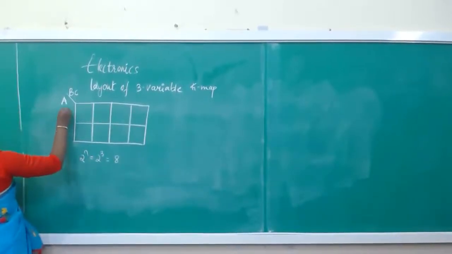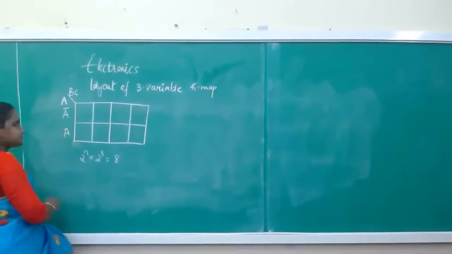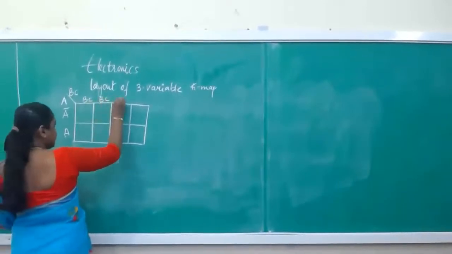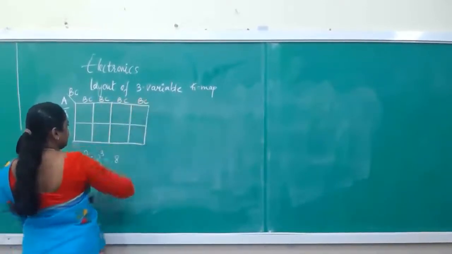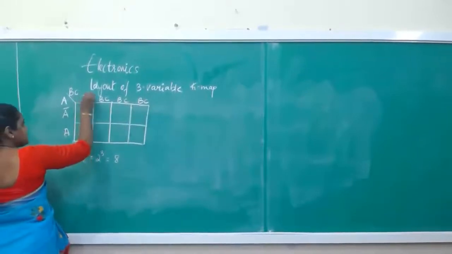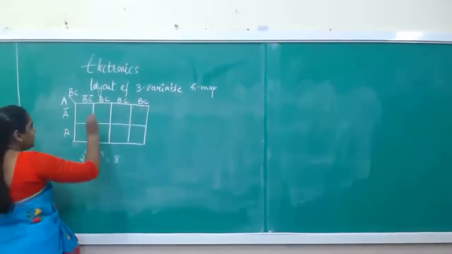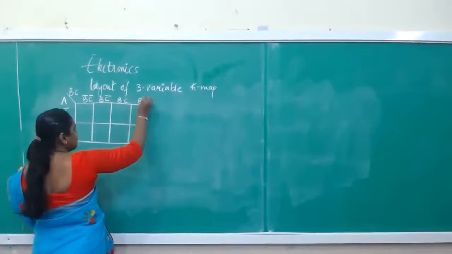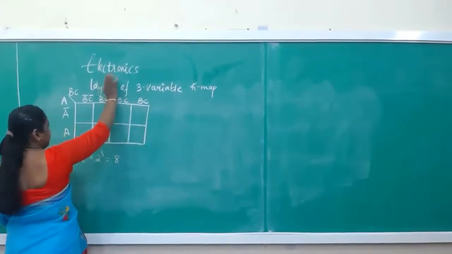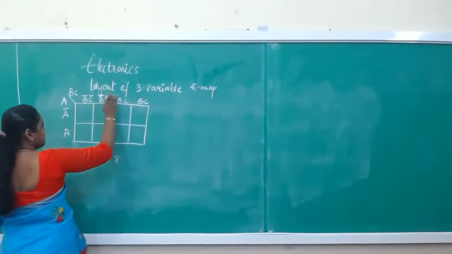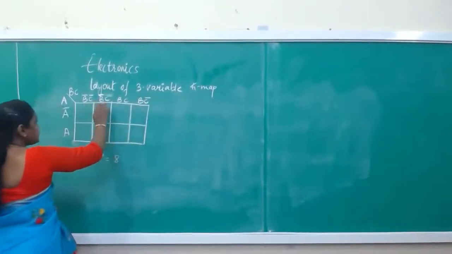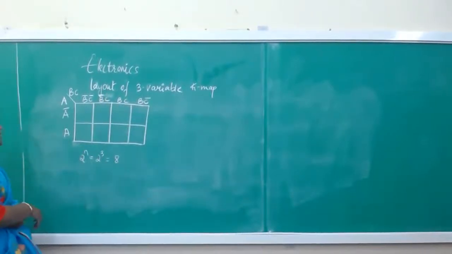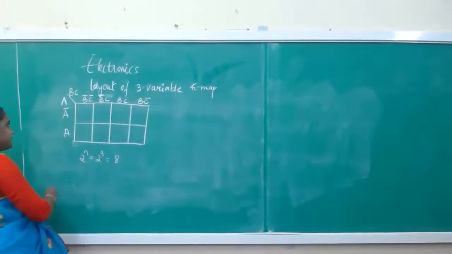This can take A bar and this is A. Right? This can take combinations of B and C. What combinations it can make, I will show you after writing the combinations of BC. First is 0 0, second is 0 1, then 1 1 and 1 0. 0 0, 0 1, 1 1 and 1 0 are the possible combinations of BC that can be made there.